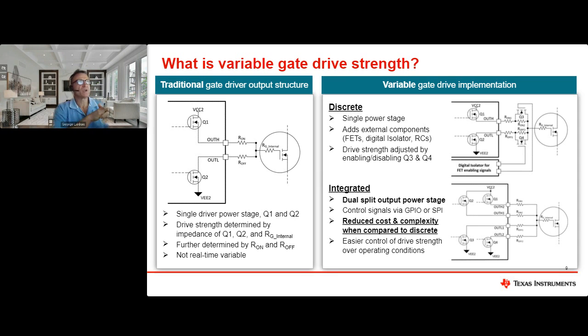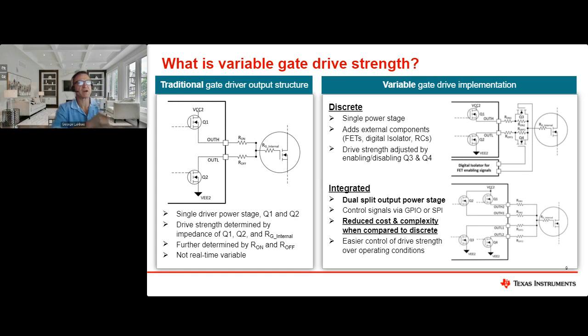So there are two ways to then implement variable gate drive strength, in other words, varying the gate drive strength on every PWM cycle. One is, of course, discrete. You reuse the single power stage, and then you add a bunch of components. What you see here is two FETs that are responsible for enabling and disabling the drive strength adjustment, the external resistors, and then a digital isolator that you also need to enable the FETs themselves. In million unit quantities, this circuit is roughly less than $1, but it's still significant, right? Why not save $1? It also takes up some area, but it does work.